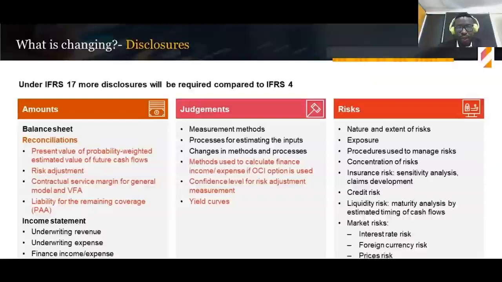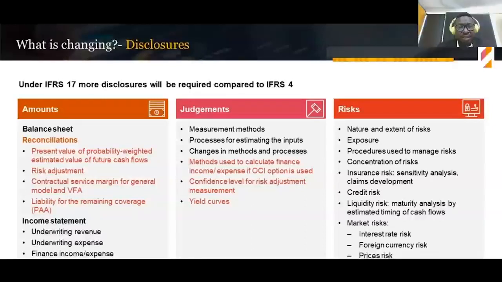Okay, so finally, we'll just quickly touch on disclosures. So what's happening with disclosures now? Compared to IFRS 4, what we've done here is to highlight the key areas that will be changing in red. So, let's look at the income statement. Currently, under your income statement, you would have things like your underwriting revenue, underwriting expenses, financial income or expenses. You currently have all of this under your income statement now.